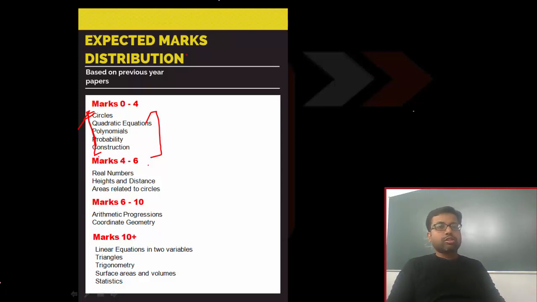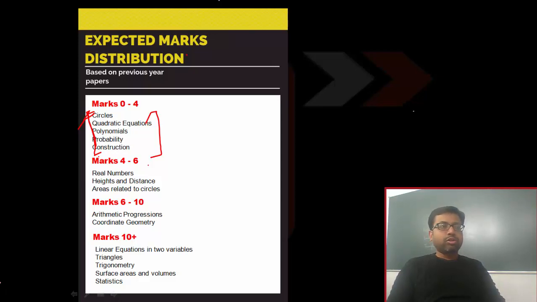In arithmetic progression, it is more about the nth term of a sequence or the sum to n terms of a series. So these formulas you need to remember. For real numbers also, rational and irrational numbers, the difference, and how you prove whether a given number is irrational, all these questions are important. For triangles, this time they had asked the Pythagoras theorem.